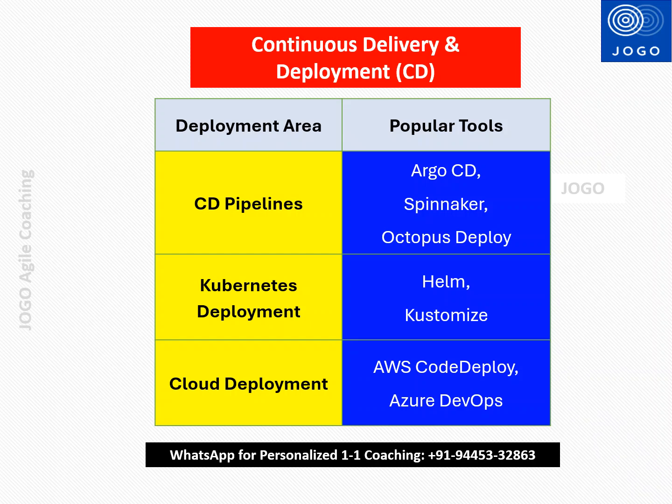Now let us understand the continuous delivery and deployment phase and the tools used in this phase. Here the deployment areas are CD pipeline, Kubernetes deployment, and cloud deployment. The popular tools used in the continuous delivery and continuous deployment phases are Argo CD, Spinnaker, Octopus Deploy, Helm, Kustomize, AWS CodeDeploy, and Azure DevOps. You can choose any of these tools to meet the requirement mentioned in the left side column. Hope this is helpful.